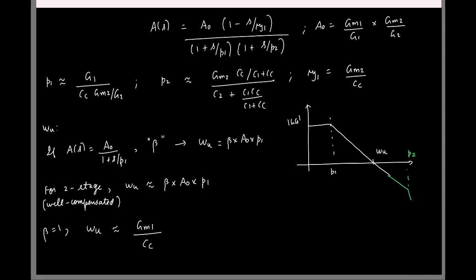So let me go to the next page. I'll write all the things again. So omega u is what? GM1 by CC. Okay. So let me quickly write the poles. The first pole was G1 by CC times GM2 by G2. The second pole was roughly at GM2 CC by C1 plus CC.